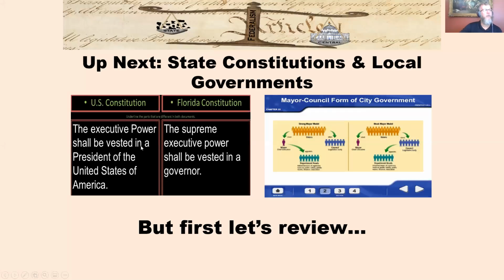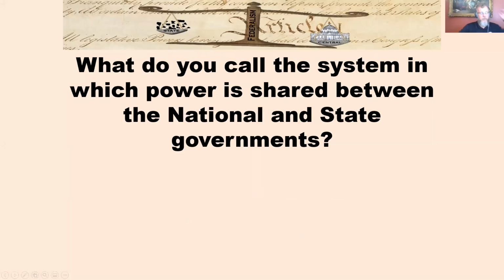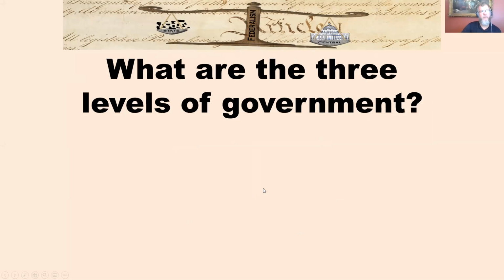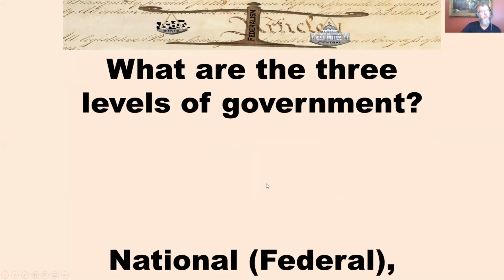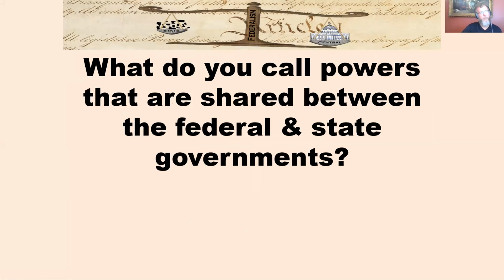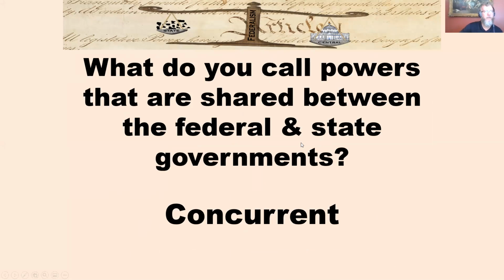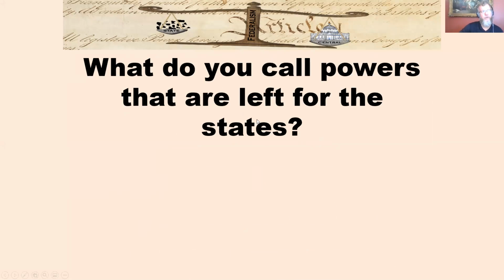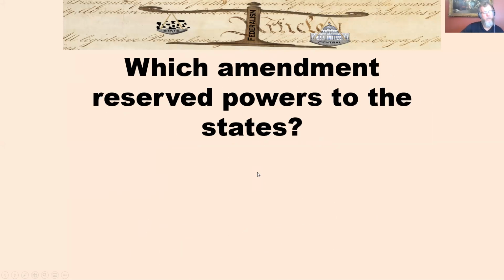All right, so let's just look at the review one more time. What do you call a system in which national power is shared? That is federalism. What are the three levels of government? Federal, state, local. What do you call power shared between the federal and state? Those are concurrent powers. Similar definition as federalism. Left over, those are reserved for the states. What amendment showed us reserved? That was Amendment 10.